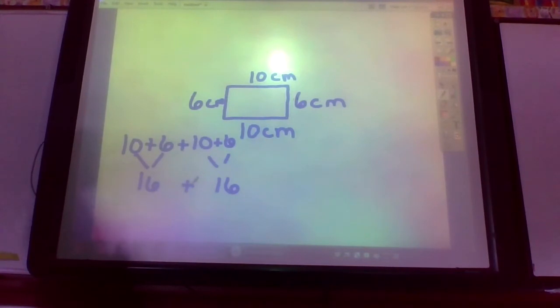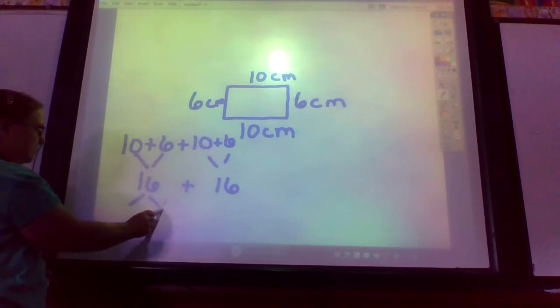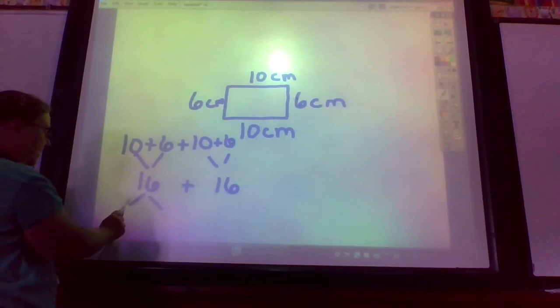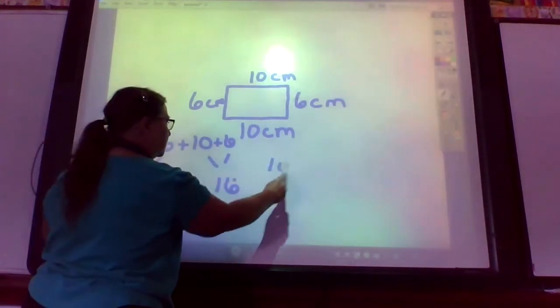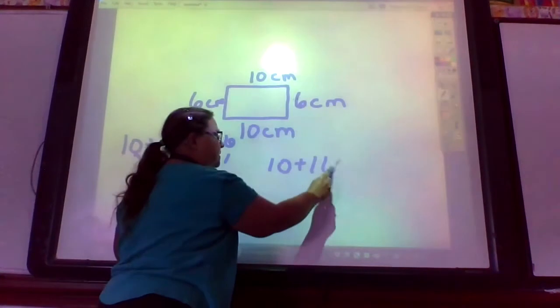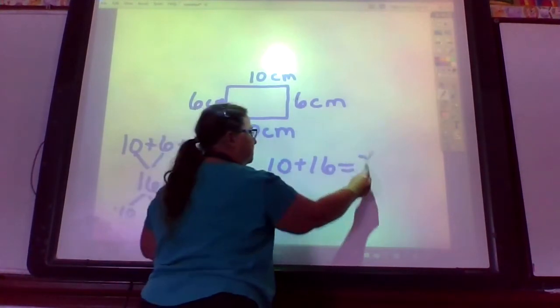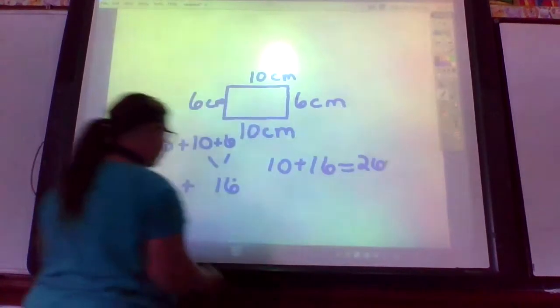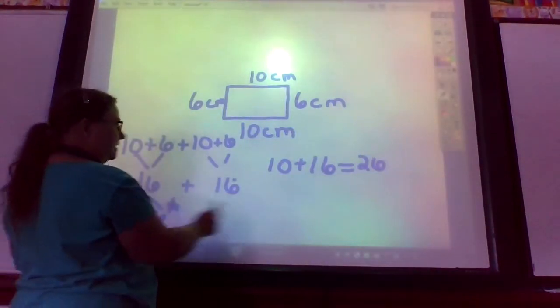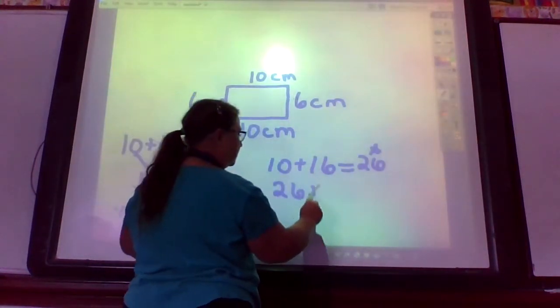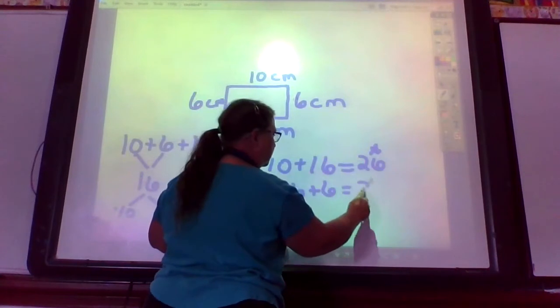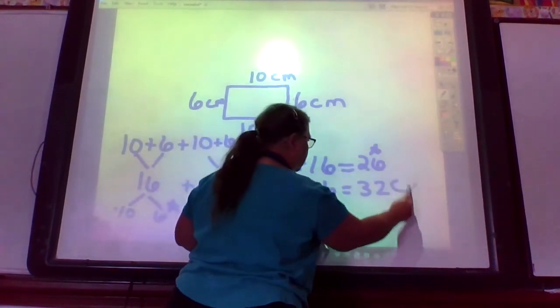So I can easily add 16 plus 16. Okay? If I need to, I could pull out from the 16. I could pull out that 10 and that 6. And then I can add this 10 plus this 16. 10 plus 16, because I'm adding a tens number, it's easier, would give me 26. And then I would add this 6 and this 26 together. 26 plus 6 would be 32 centimeters.